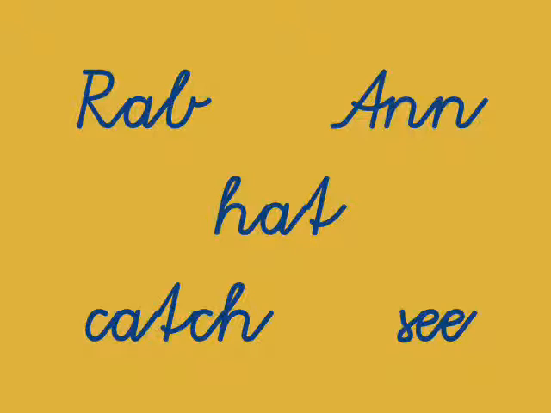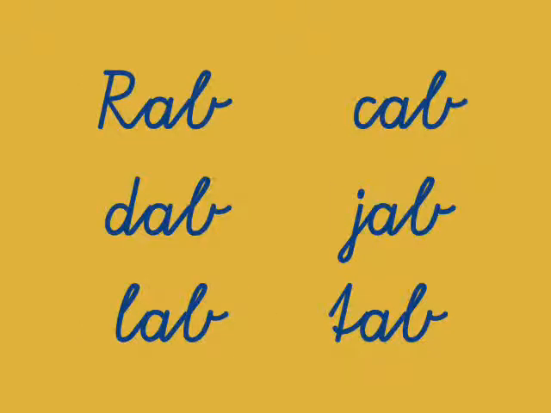Notice that Rab and Ann are names, and therefore they are capitalized. You see the uppercase R and the uppercase A on those words? Let's look at Rab. Rab sounds like cab, dab, jab, lab, tab. One more time. Rab, cab, dab, jab, lab, tab.